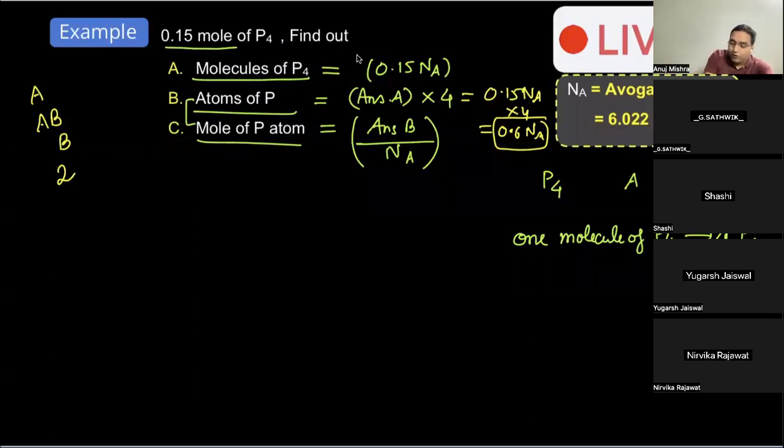Okay. So if 0.15 NaP4 are there, how many Ps are there? Simple. That number into 4. 2 became 8, so that number became 4 times more. I hope everyone has now understood B part. If you understood AB, now you can type AB quickly.